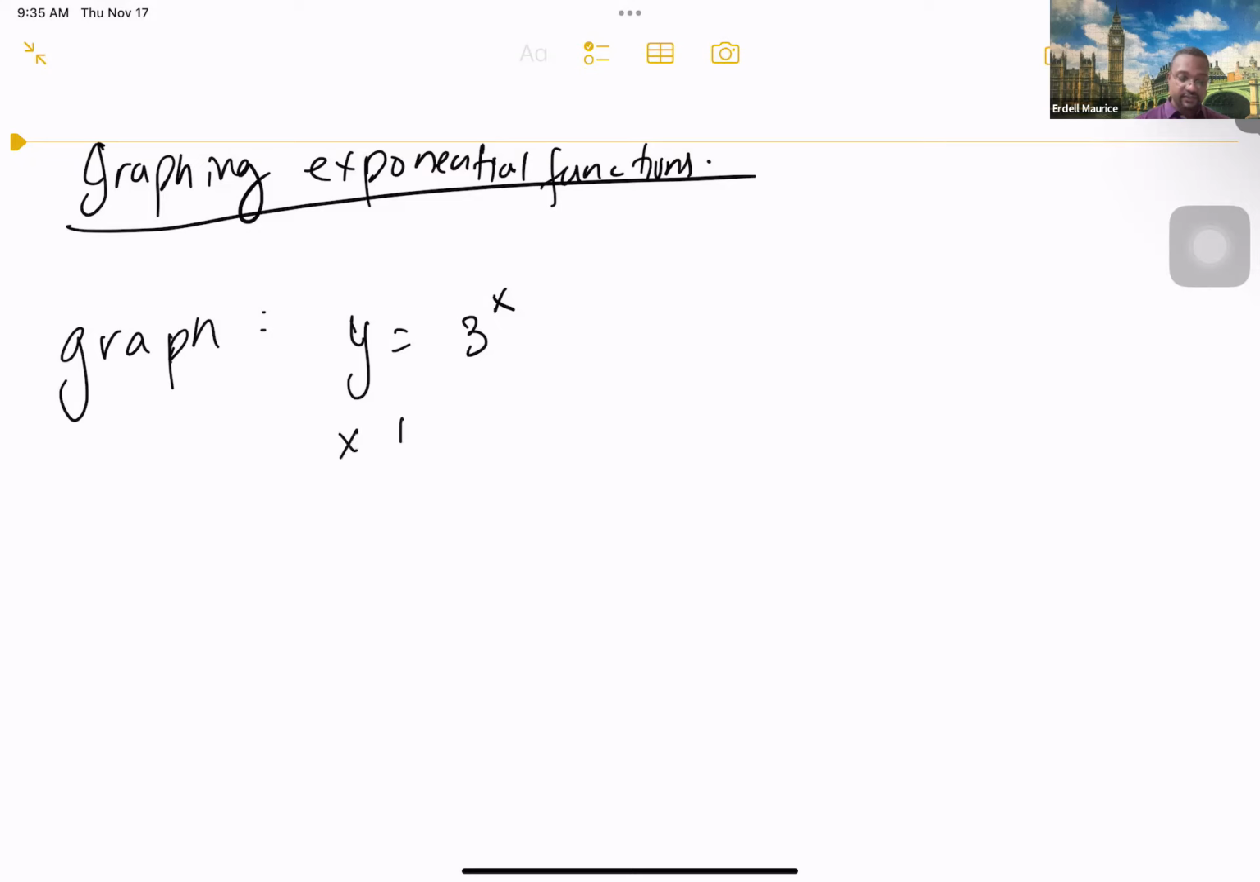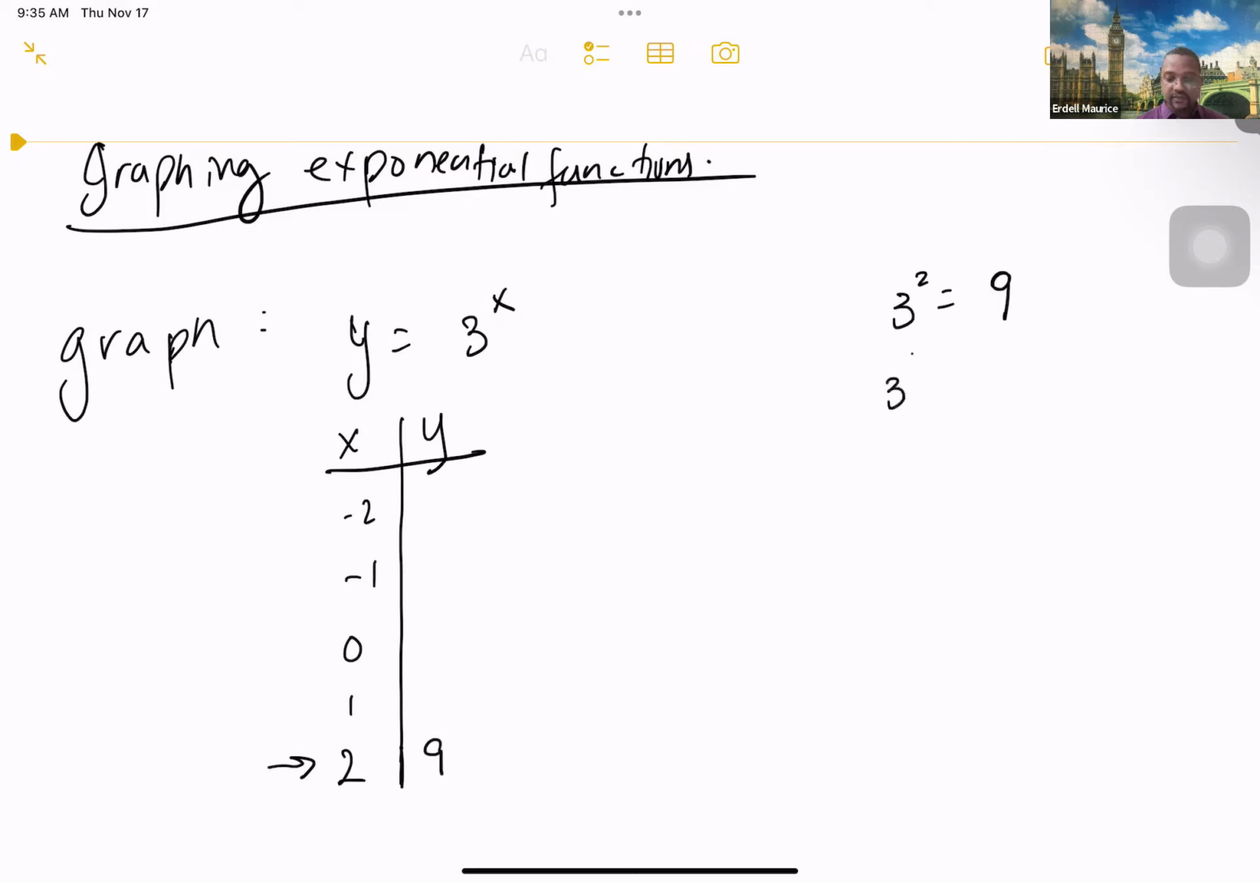So you have your x, and you have your y's. And so you might plug in, say, -2, -1, 0, 1, and 2 into the function to get the coordinates. I like to start at the bottom. So if I plug in 2, this is going to be 3 squared, and 3 squared is 9. If you plug in 1, that's 3 to the 1, that's 3. You plug in 0, 3 to the 0, that's 1.